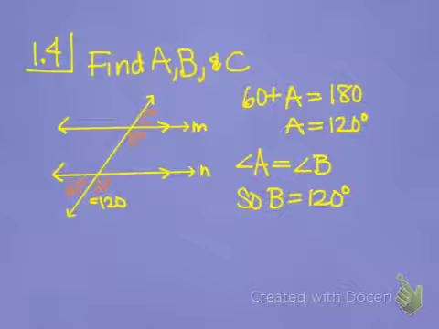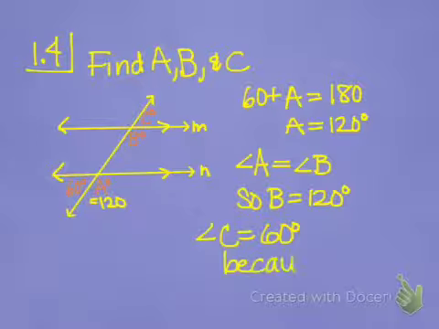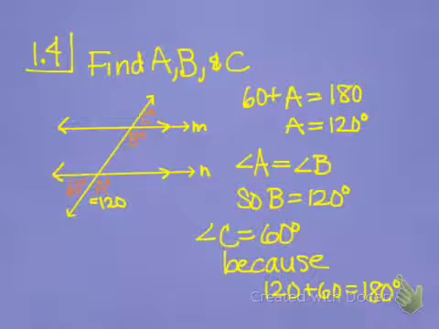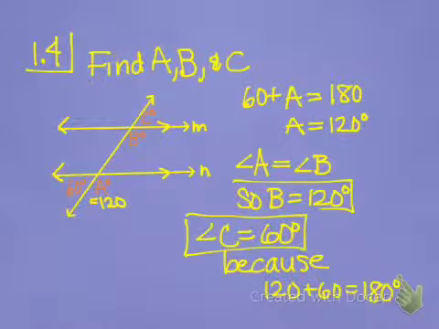So if B is 120 degrees, then angle C plus 120 is 180. And we can either subtract 120 from 180 to get 60, or we can just look and see that C is the small angle and 60 degrees is the small angle.